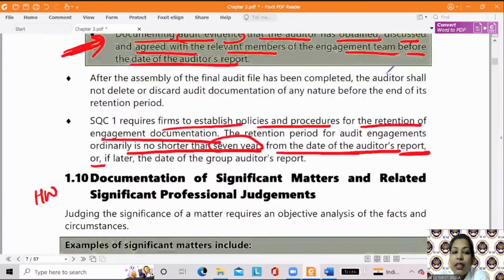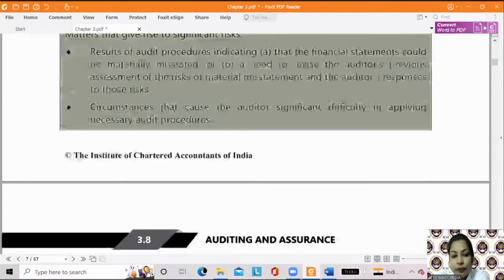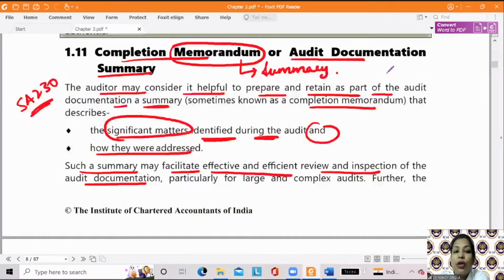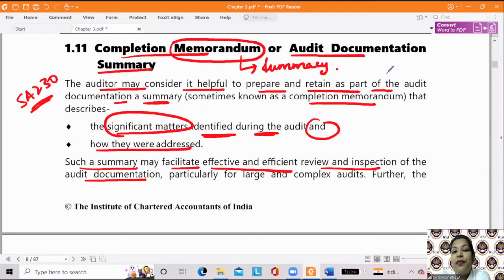And the retention period is what? No shorter than 7 years from the date of the auditor's report. Audit documentation summary, what is it? For a large complex audit, it is always helpful to prepare and retain, as part of audit documentation, a summary of significant matters identified during the audit and how they were addressed.